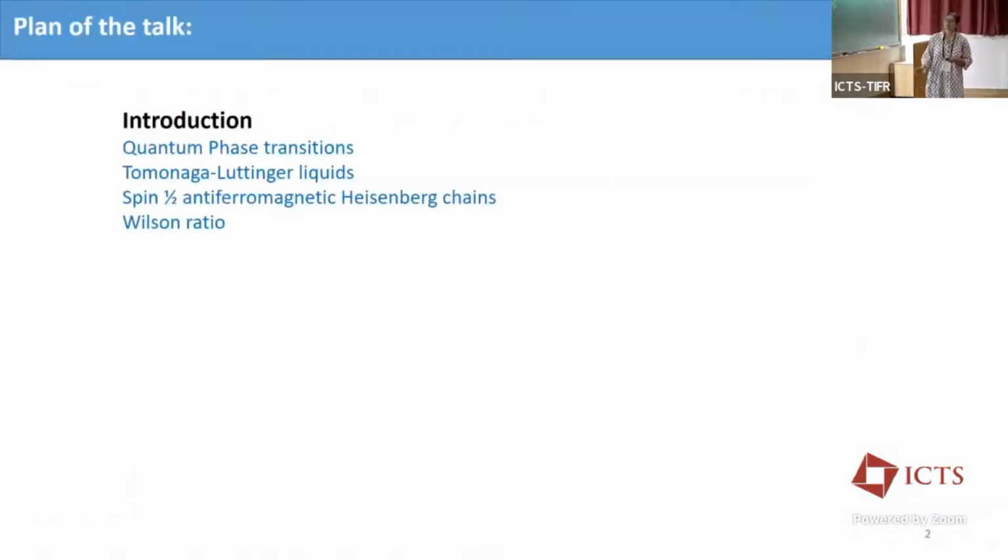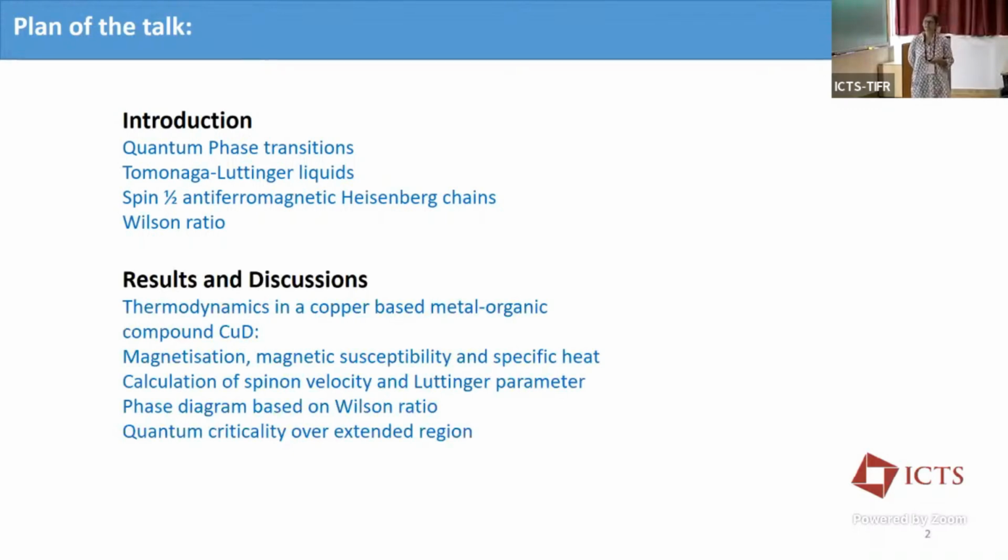So the plan of the talk is I give you an introduction to quantum phase transitions, Luttinger liquids, spin-half Heisenberg chains, and Wilson's ratio. Then we discuss the results and discussion, where I describe the thermodynamics in this copper-based metal organic compound, CuD, show you all these experiments from which we have calculated the spinon velocity and Luttinger parameter for this system. This is the first calculation of a spinon velocity and Luttinger parameter in any one-dimensional material.